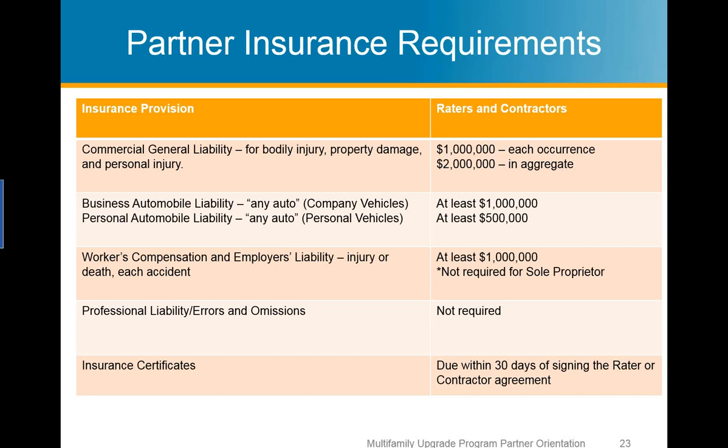The insurance requirements for the program are unchanged from last year. So raters and contractors both have requirements for general liability for bodily injury, property damage, and personal injury, and those limits are listed there in the right-hand column. There are also requirements for business and personal automotive liability and workers' compensation, and there is no requirement for professional liability errors or omissions. Lastly, insurance certificates are required for the program and are due within 30 days of signing the rater or contractor agreement.